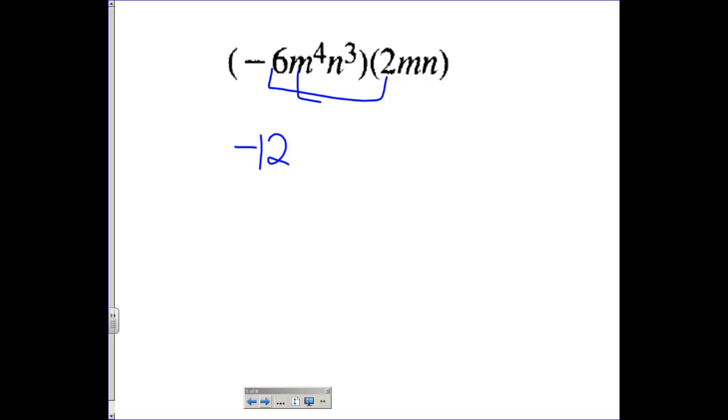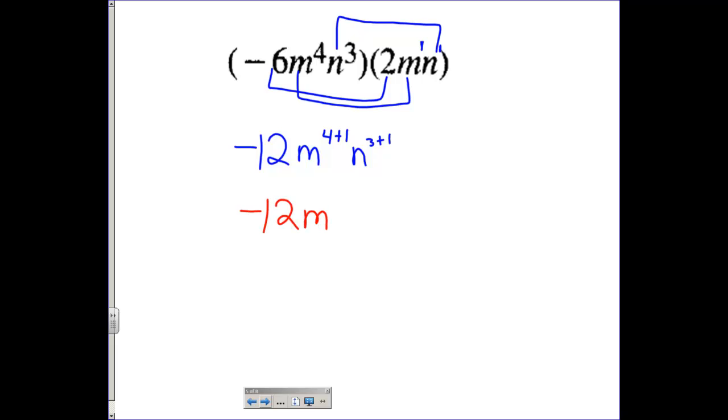And then when we go to do the multiplication of the m's, we're going to bring down a single m, but I have a 4 and I have a 1 on my m, and since I'm doing multiplication of like bases, I'm just going to add the exponents. So that's going to be m to the 4 plus 1. And I'm going to do the same thing with the n's. Remember, there's also a 1 on this one, so that's going to be times n to the 3 plus 1. And then if you do the full simplification here, you'll get negative 12 times m to the 5th n to the 4th power. So this whole thing reduces down to this expression.